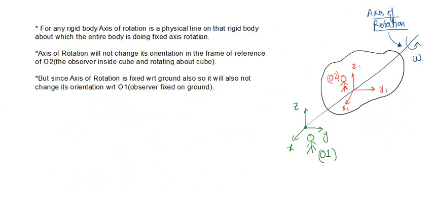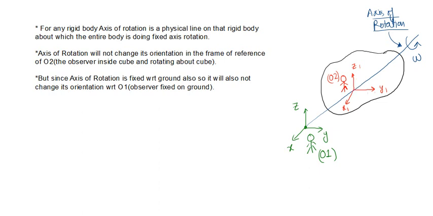Now consider this particular diagram where this is an arbitrary rigid body which is rotating about a fixed axis of rotation. This blue line represents the fixed axis of rotation about which this body is rotating. For any rigid body, the axis of rotation is a physical line on the rigid body about which the entire body is doing fixed axis rotation. Now any physical line on the rigid body will move as the body rotates, except this line.